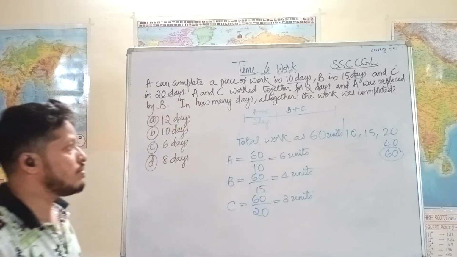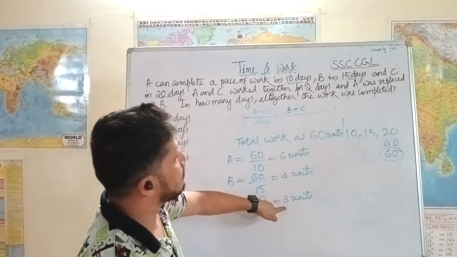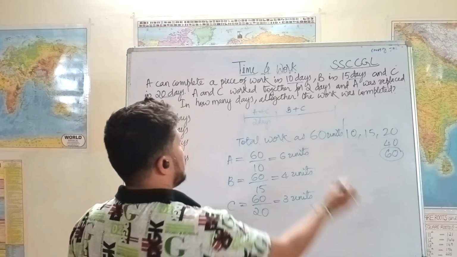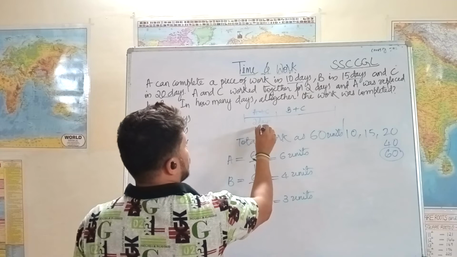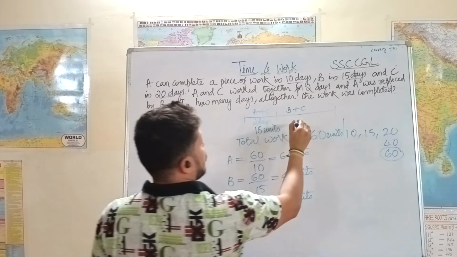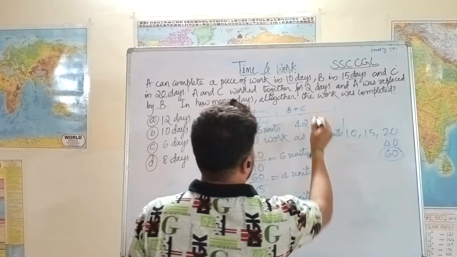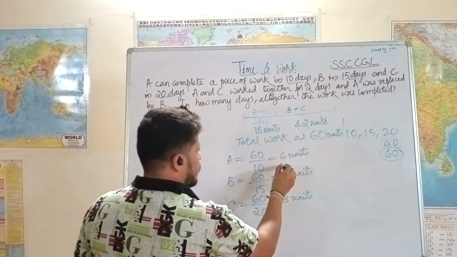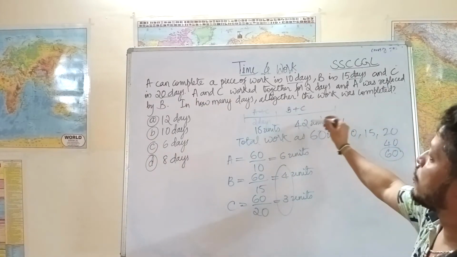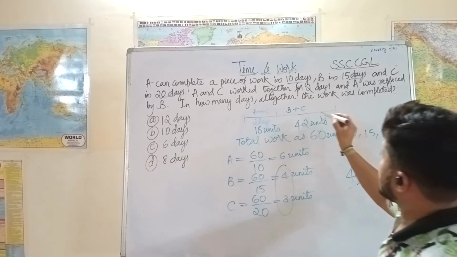Now when A and C started working together, they complete 9 units per day, and they worked for 2 days. So here they completed 18 units of work. So how much is remaining out of 60? 42, right? 42 units is completed by B and C. B and C together do 7 units every day. So 42 divided by 7 is 6. So it is 6 days they work together.